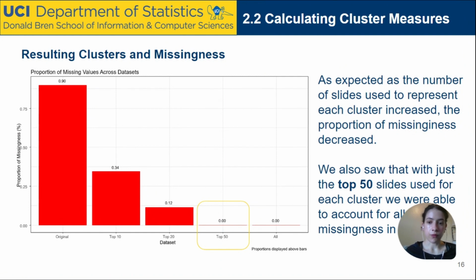And next, if we look at the overall final proportion of missingness in the final data set for the original versus top 10, 20, and 50, and all the slides per cluster, we can see how substantial the drop is from just using the top 10, but we only really get a reduction to 0 when we use the top 50. We can also get that using all the clusters, but this one also allows for a clear separation between them, so we ended up using only the top 50 for our final analysis.